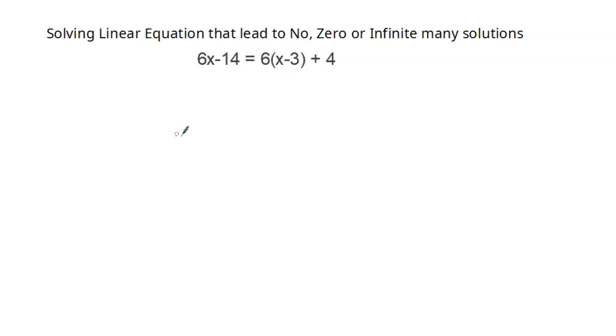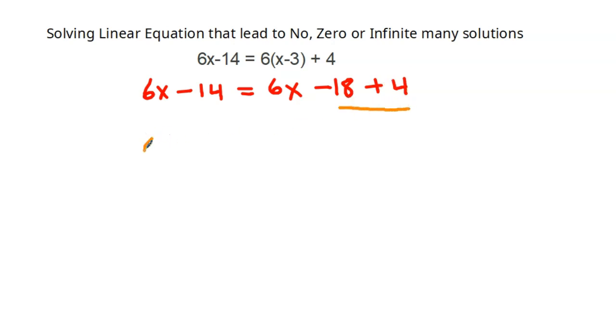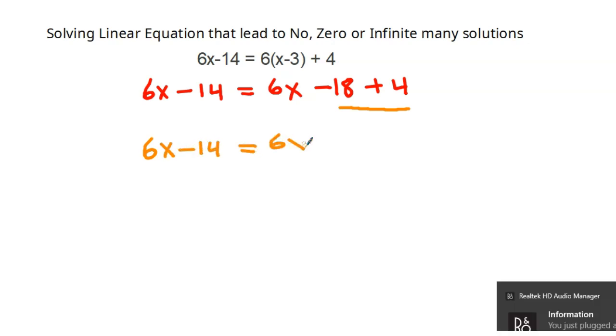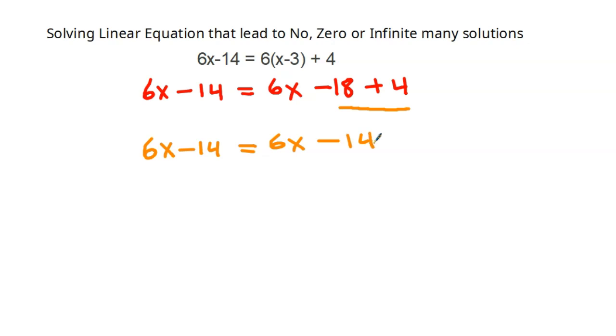All right, let's look at this one. So we see parentheses here, so let's go ahead and remove the parentheses. So we have our 6x minus 14 equals 6 times x will give us 6x. 6 times negative 3 will give us negative 18. Then you bring plus 4. I'm going to combine like terms here. They are all constants. So 6x minus 14 equals 6x minus 14.